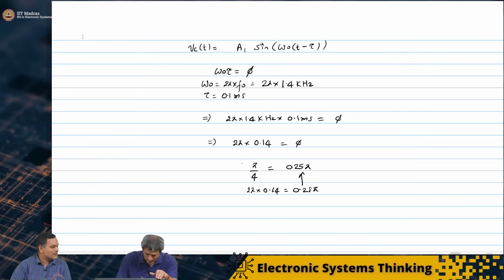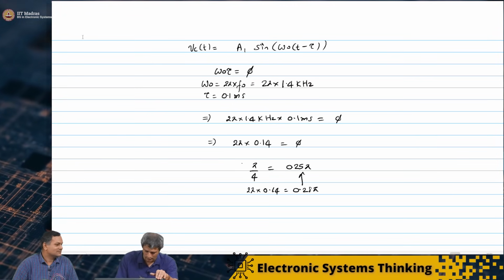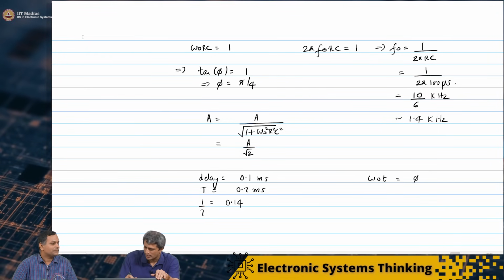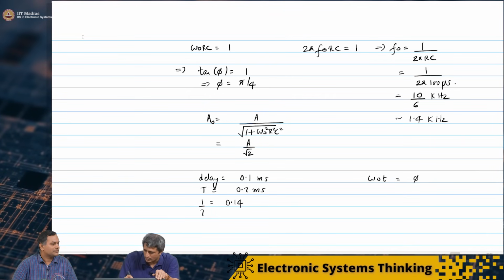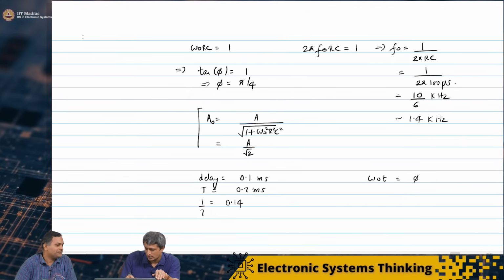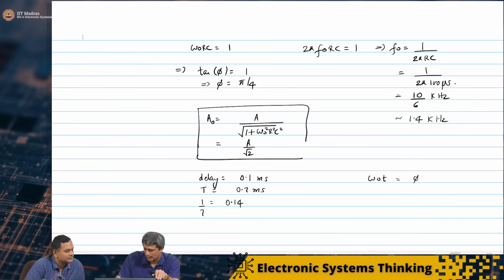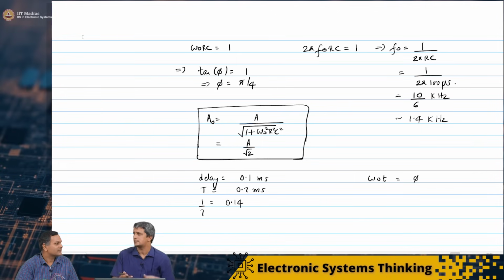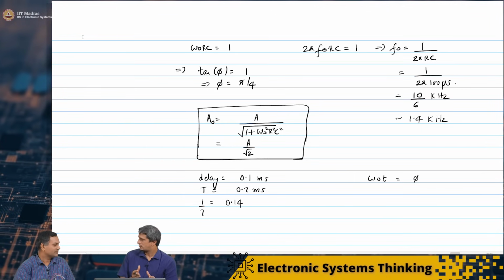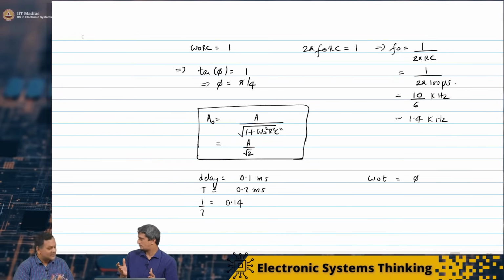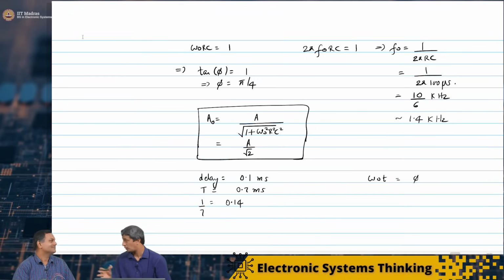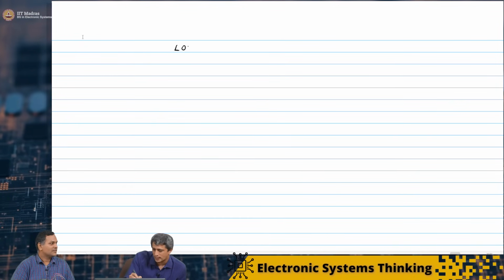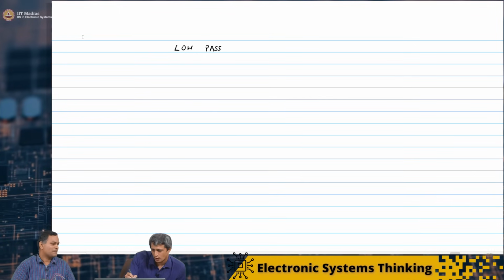So, just to tie all this back to where we started off, we basically asked what happens to the frequency. We saw that the output amplitude, this is A out, essentially looks like A by root of 1 plus omega naught squared R squared C squared. So lower frequencies with respect to RC are unaffected in amplitude, higher frequencies are suppressed. And therefore, this is commonly known as a low pass filter.